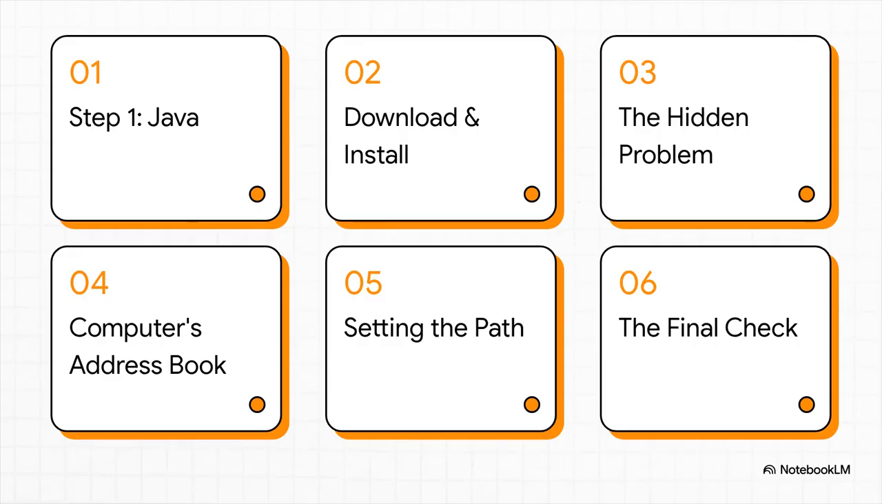So here's what we're going to do. We'll start with why Java is a must. Then we'll walk through the download, which seems easy. And that's when we'll hit this hidden problem that almost everyone runs into. But don't sweat it. We'll figure out why it happens by looking at something I call the computer's address book. After that, we'll set the path and then do one final check to make sure everything is good to go.